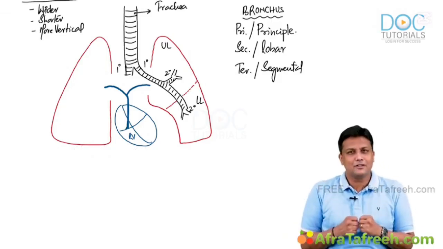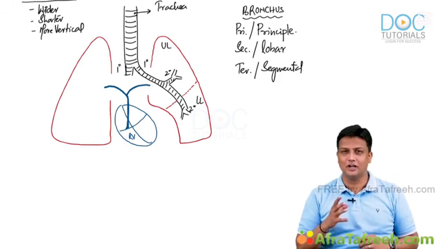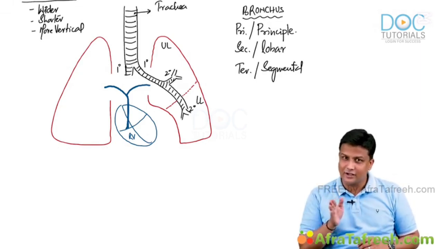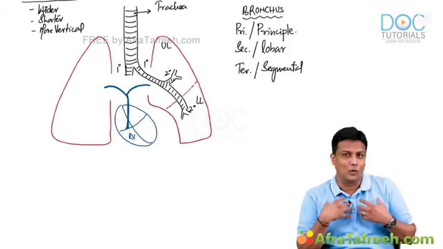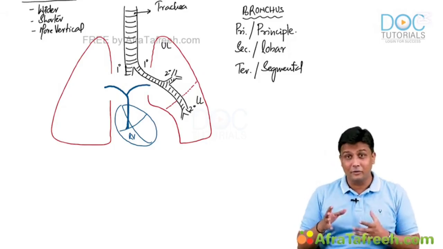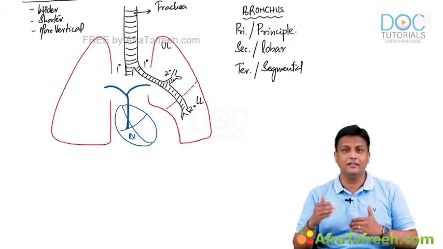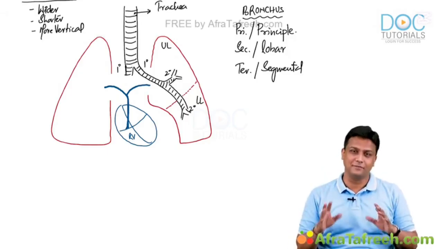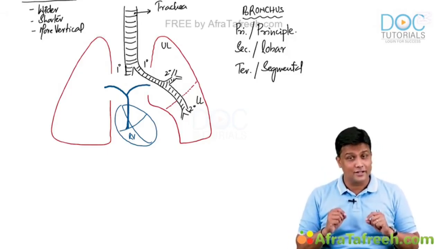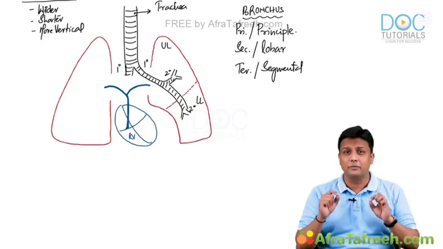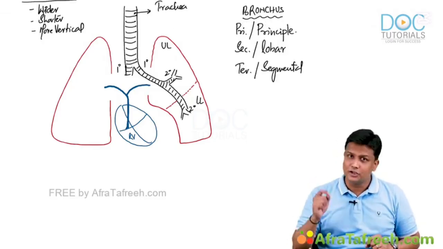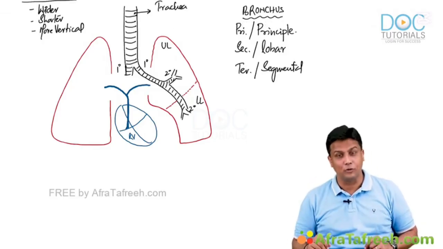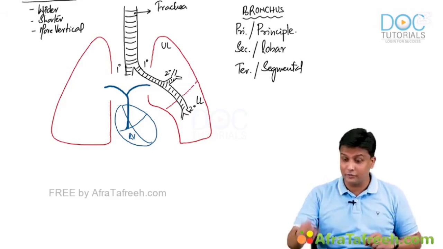Now, as a simple medical student, what I am thinking here is that the right primary bronchus has to enter into the right lung and then divide into secondary. But it is not at all happening like that towards the right side. What is happening is the right primary bronchus is dividing just before entering into the lung itself. Oh my God. It's dividing just before entering into the lung.